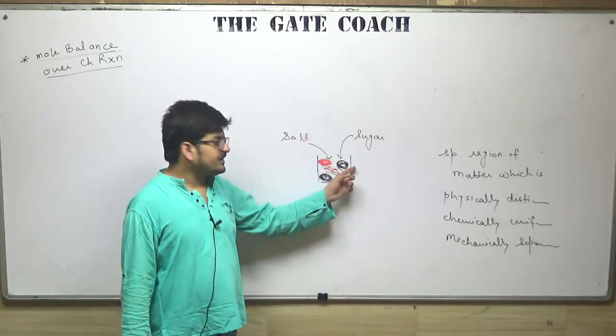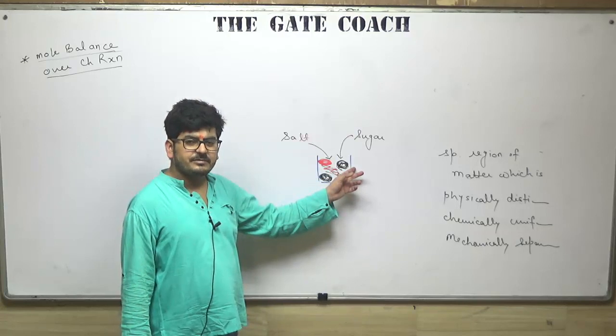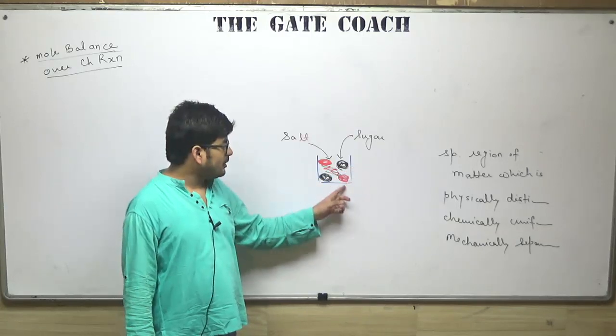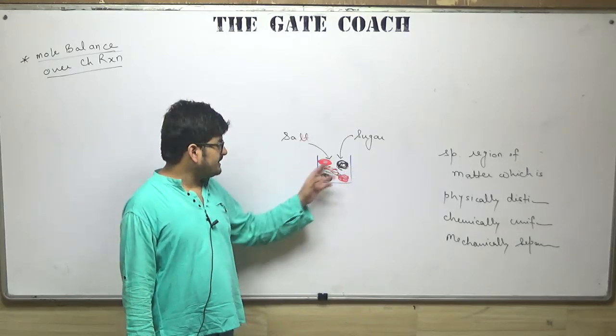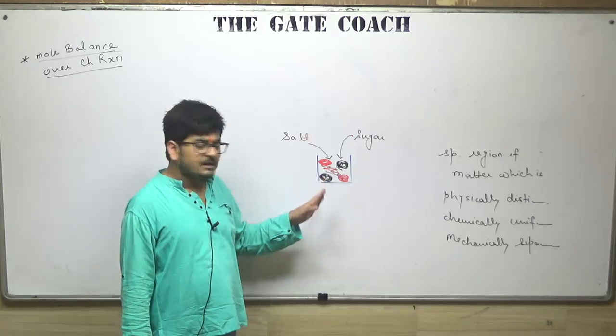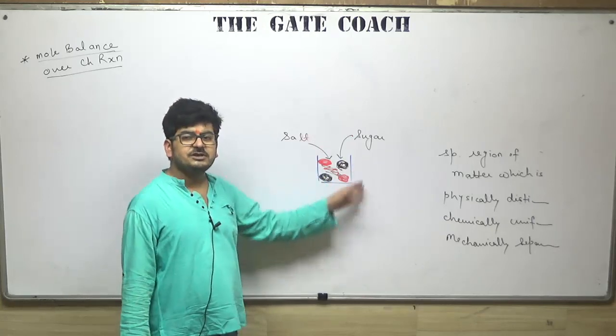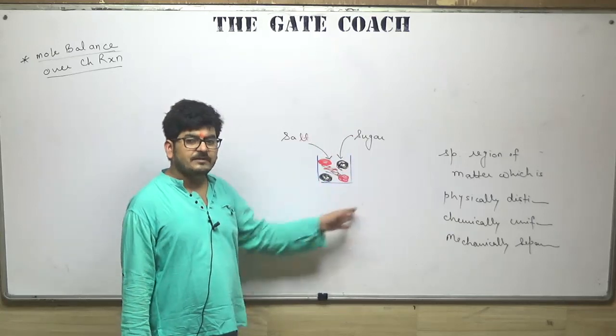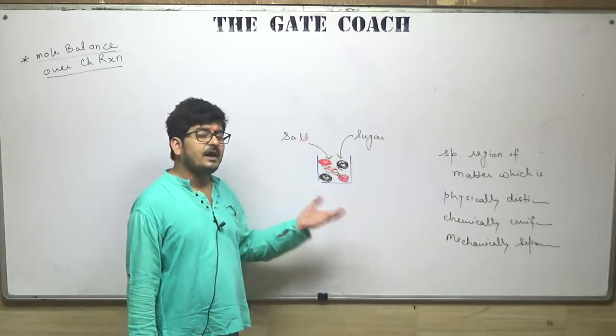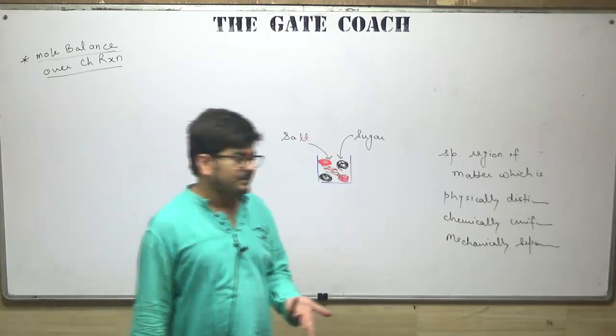In some part of the container, sugar concentration will be high. In some part, salt concentration will be high, and maybe in some region it will be uniform. So you can see in this mixture, composition is not uniform. It is not chemically uniform. So that is a heterogeneous mixture. Simple.